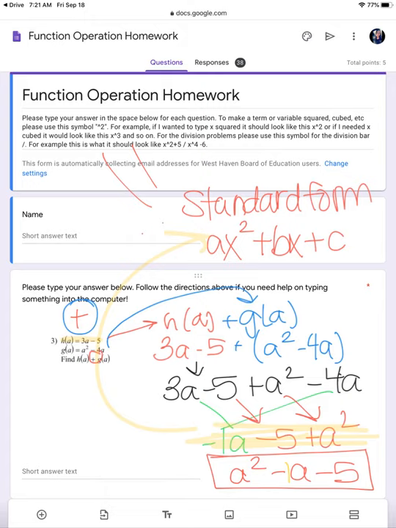Now, I don't know if some of you had a hard time typing it in, like I said. So if you followed the directions here, what I wanted it to look like, it would have been a caret 2 minus a minus 5, okay? So remember, this caret's important when we do things on math, okay? So I'm going to go on to the next one.